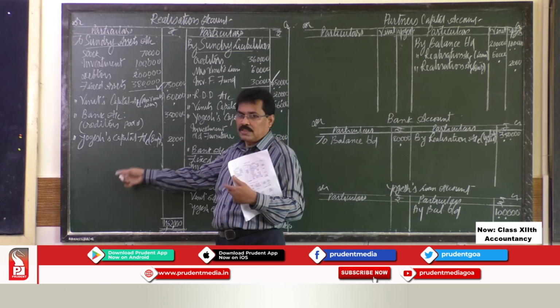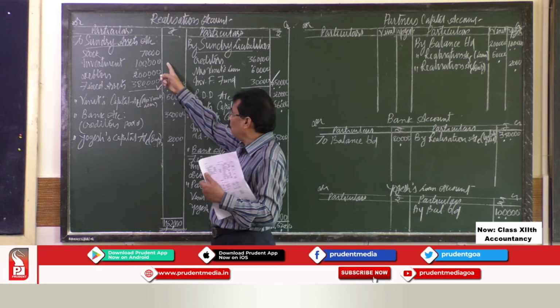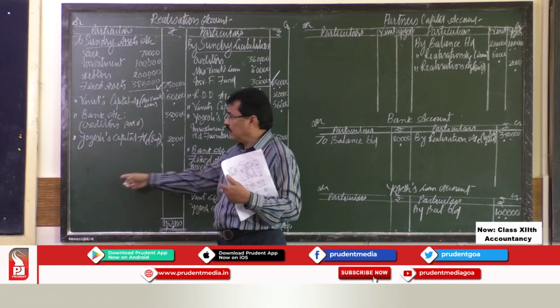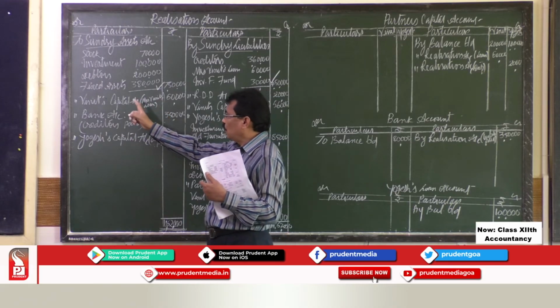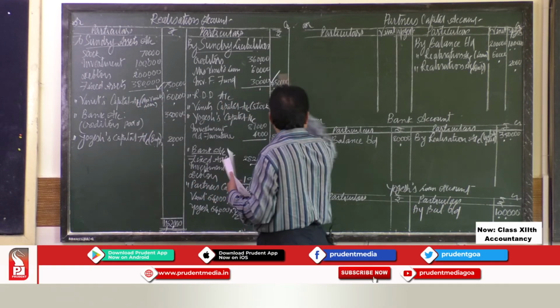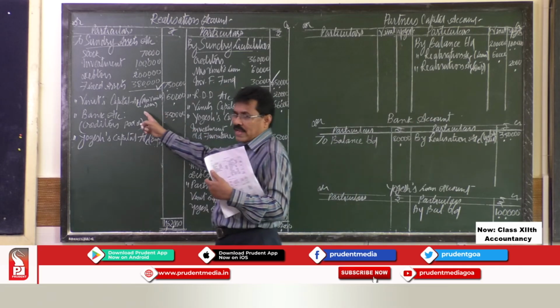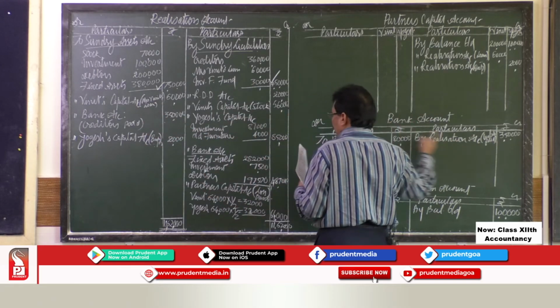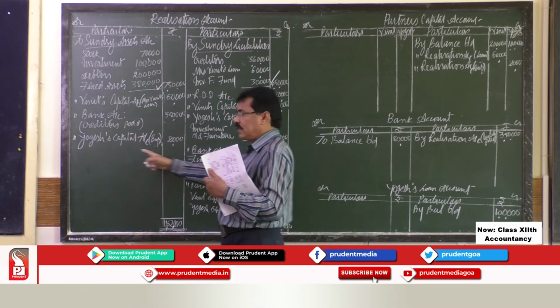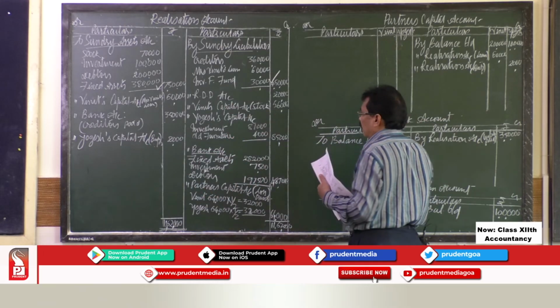So this posting you have done. Posting you should not do for this. Only for these entries you have to do the posting. So in Vinith's capital account, we wrote it on the credit side. In bank account, we wrote it on credit side since it is debit. So here Yogesh capital account, we wrote it on the credit side.